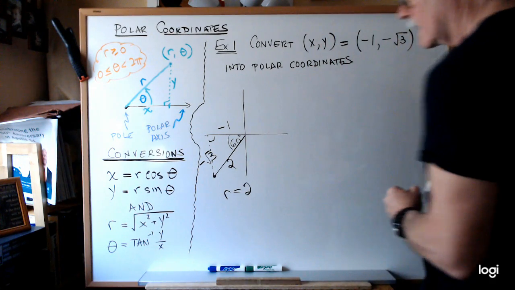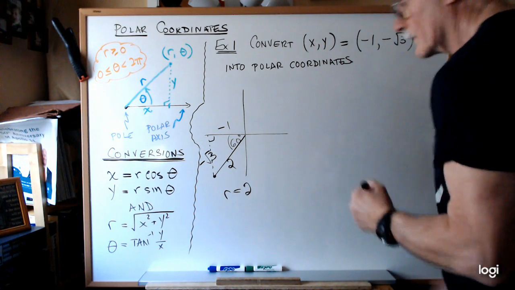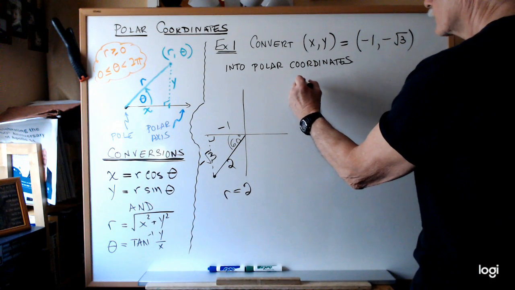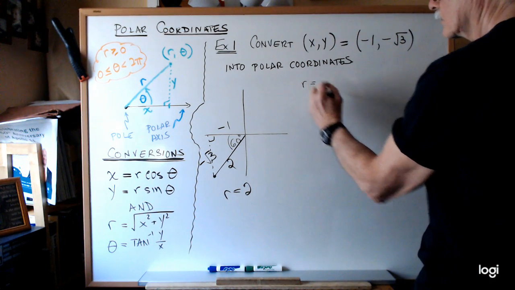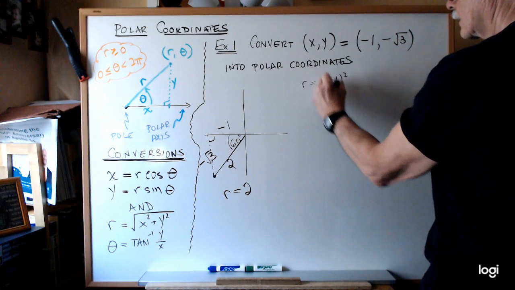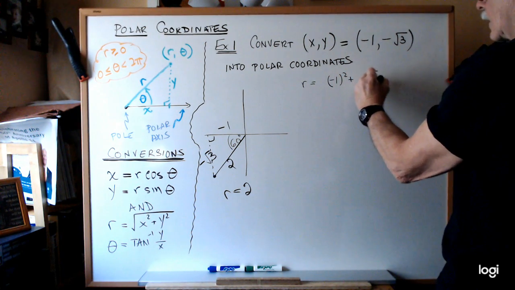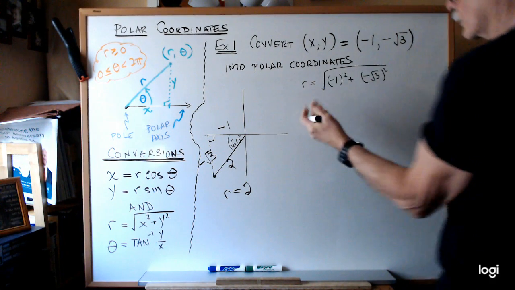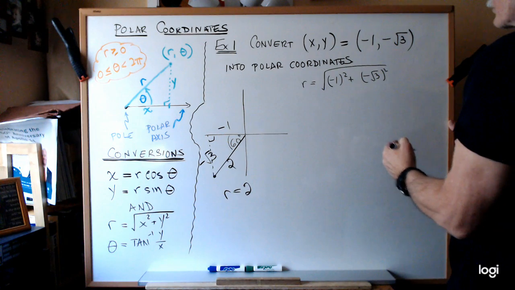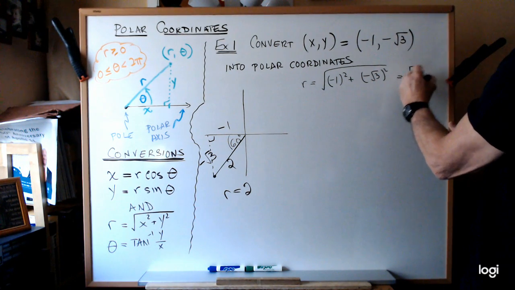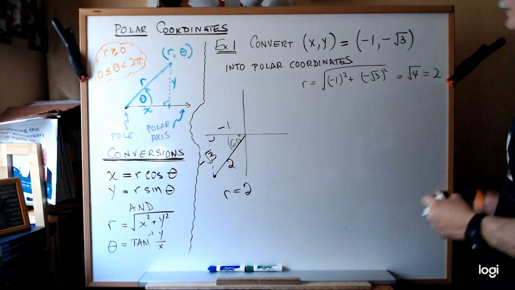Okay, and if you didn't quite get that, what you could have done, of course, is use this formula here. So let's give that a try, right? r equals the square root of the x value squared plus the y value squared. So this is 1, this is 3, so it's radical 4. So r is clearly a 2.